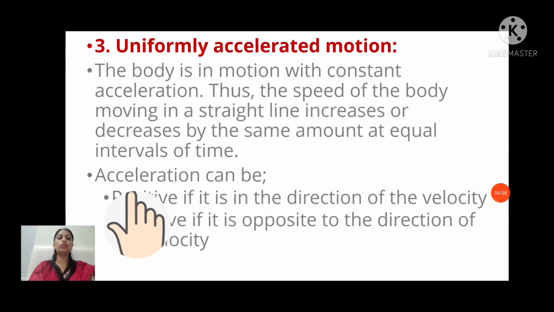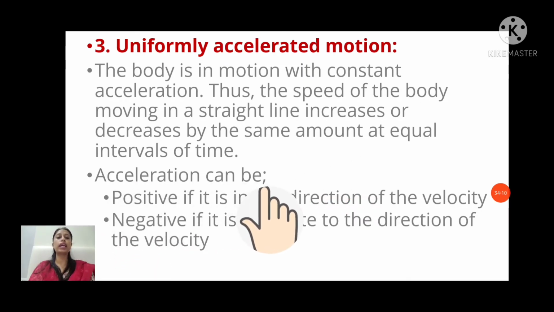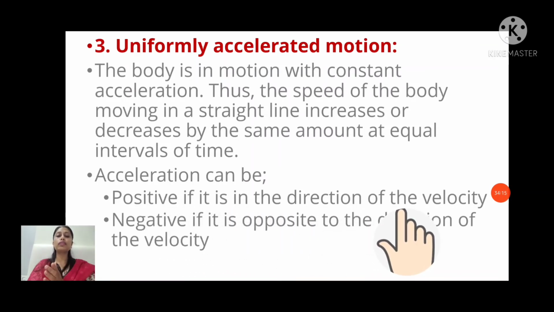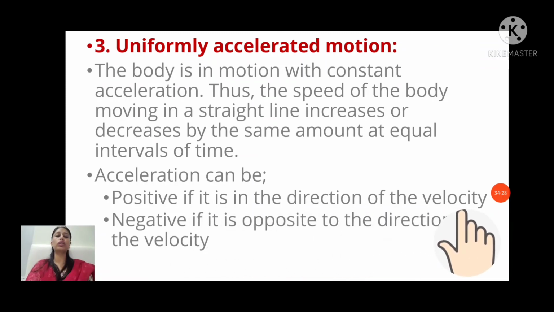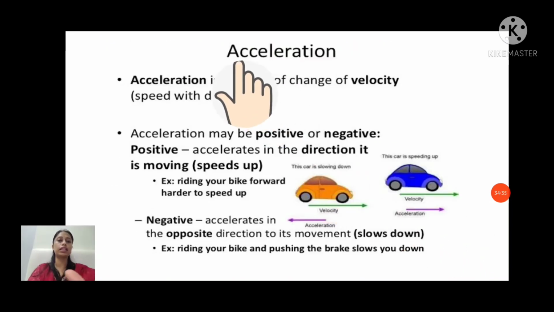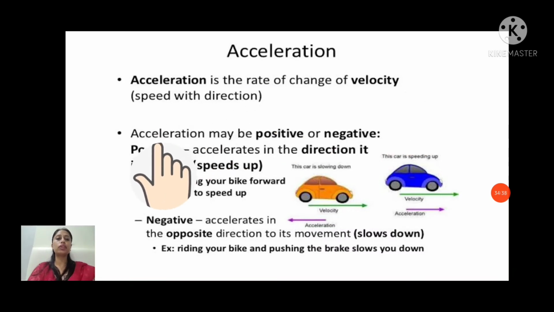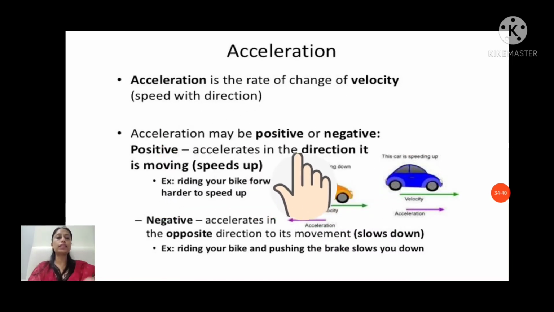That is why it is called uniformly accelerated motion. Now this uniformly accelerated motion can be positive, if the acceleration is in the direction of the velocity, and it would be negative if it is opposite to the direction of the velocity. Acceleration is the rate of change of velocity. Now, positive or negative acceleration.